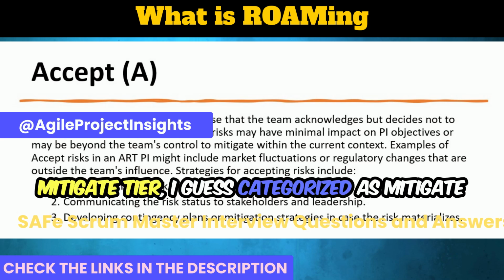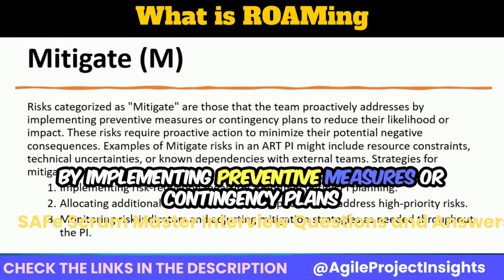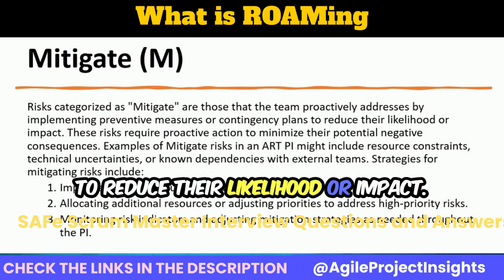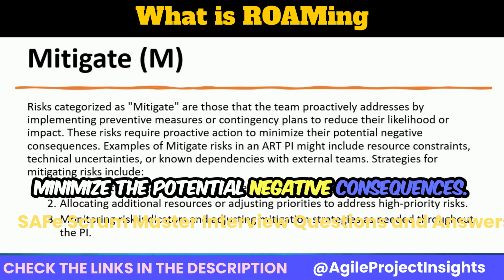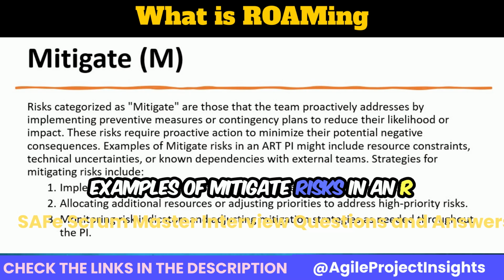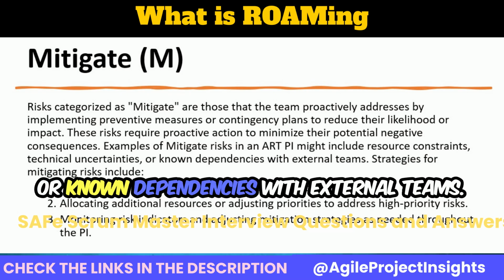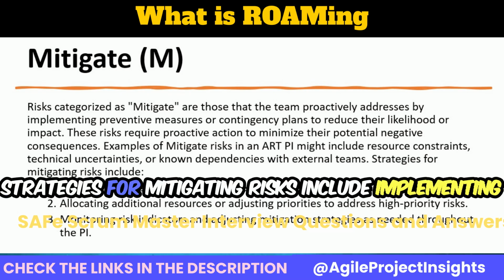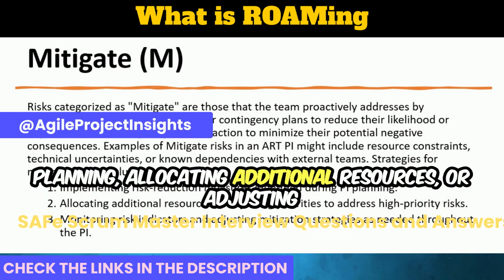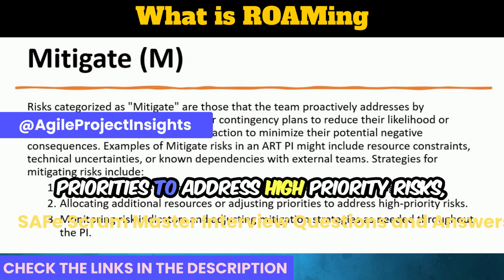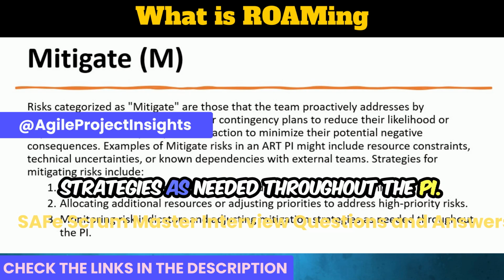Mitigate: risks categorized as mitigate are those that the team proactively addresses by implementing preventive measures or contingency plans to reduce their likelihood or impact. These risks require proactive action to minimize their potential negative consequences. Examples of mitigate risks in a PI might include resource constraints, technical uncertainties, or known dependencies with external teams. Strategies for mitigating risks include implementing risk reduction measures identified during PI planning, allocating additional resources, or adjusting priorities to address high priority risks, and monitoring risk indicators and adjusting mitigation strategies as needed throughout the PI.